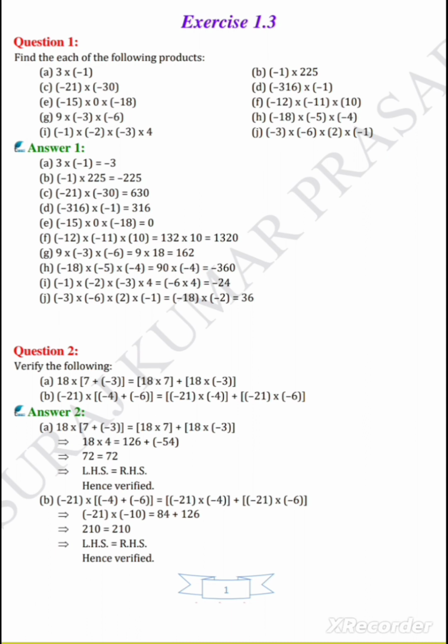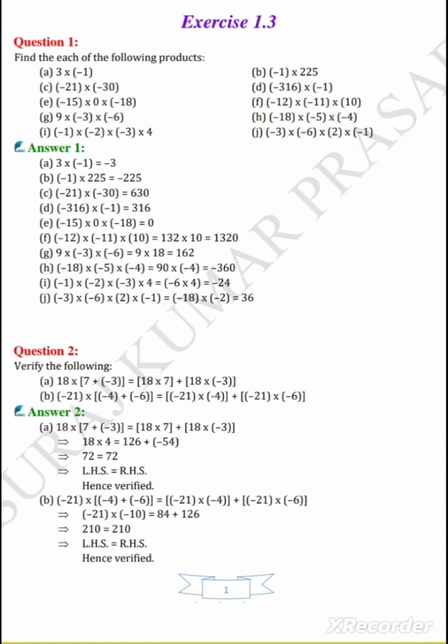And second one, minus 21 into bracket minus 4 plus minus 6, and then other side in the bracket minus 21 into minus 4 plus in the bracket minus 21 into minus 6. So here also the same is given. Minus 21 should be multiplied with both minus 4 and minus 6. So on the right hand side, minus 21 is multiplied with minus 4 as well as minus 6. So let's prove it.